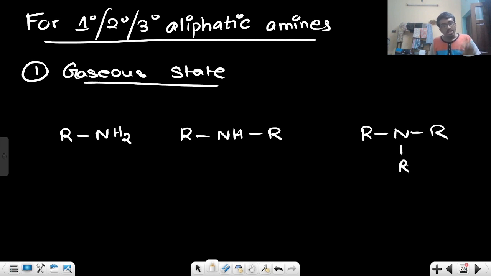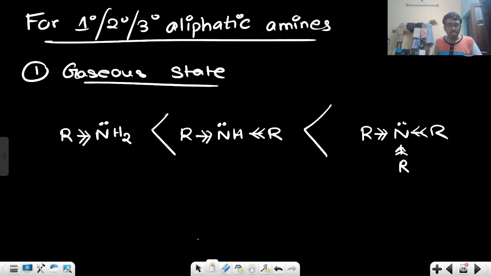Now you tell me, just now I told you, basic character depends on electron donating groups. So how many electron donating groups? One electron donating group. How many? Two donating groups. How many? Three donating groups. So who will have more basic character? Lone pair, obviously this all. So is it clear? Easy?